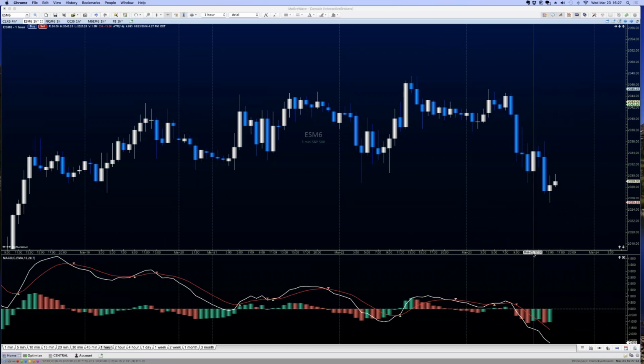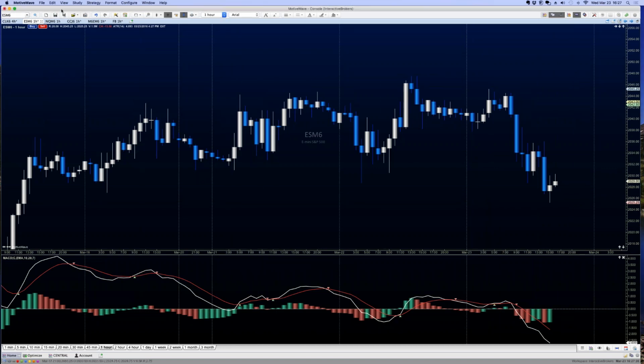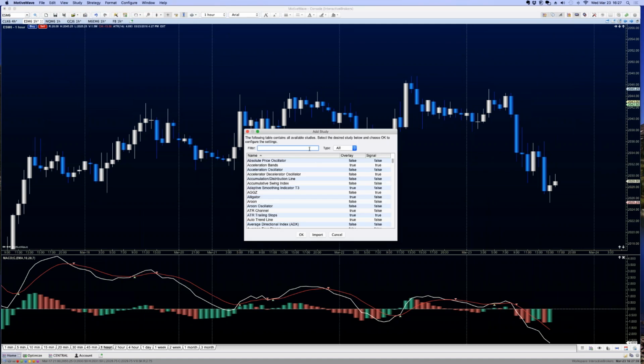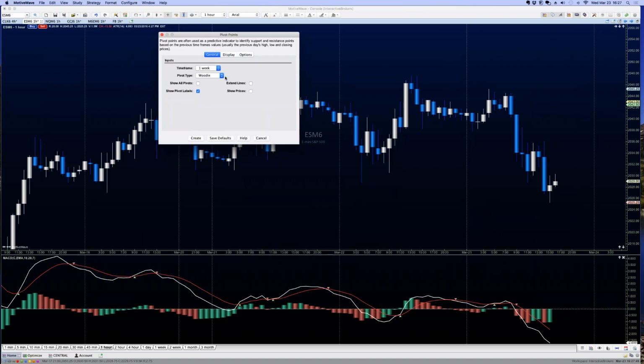So let me show you how to build these pivots on your charts. First thing you want to do is go to your study, and if you don't have any recent studies up, because maybe you're new, you're going to go to add study, and it's very intuitive. Just type in the word pivot. You're going to get pivot points, and it's going to pop out, right? It tells you all the different kinds of pivots.